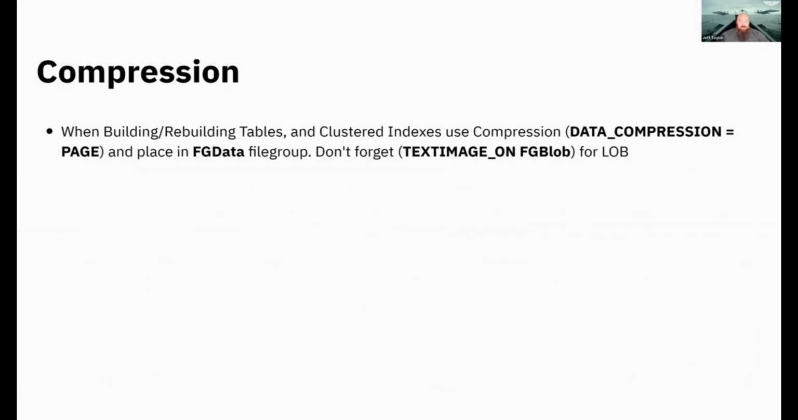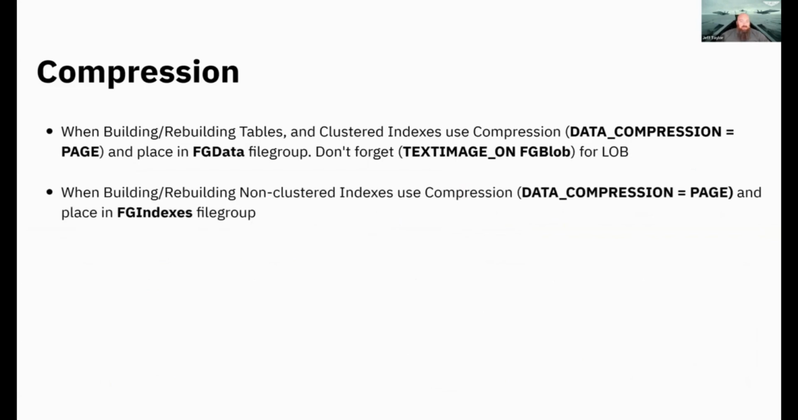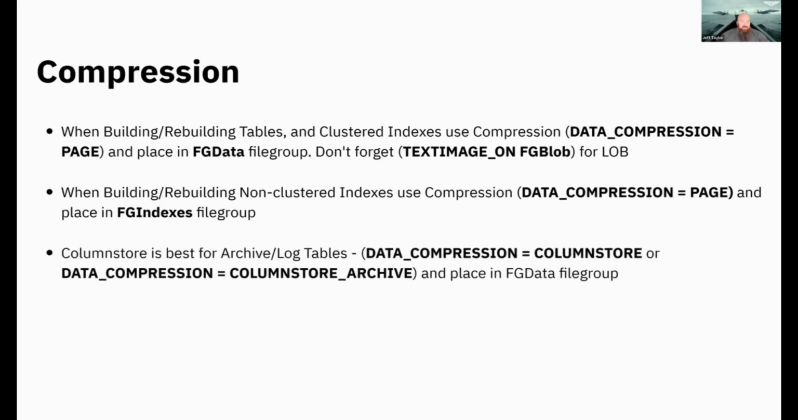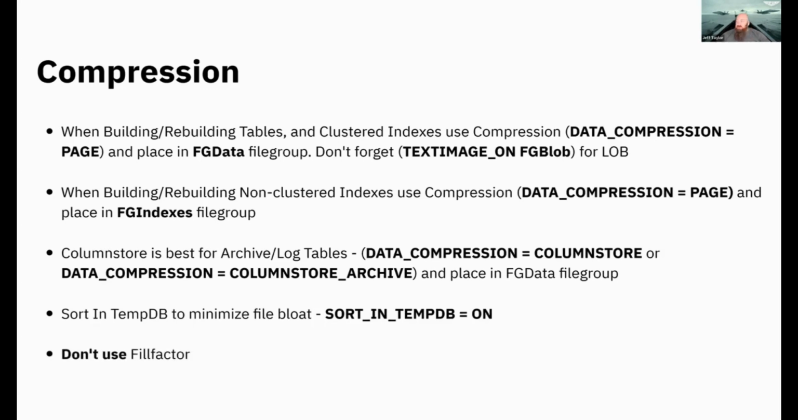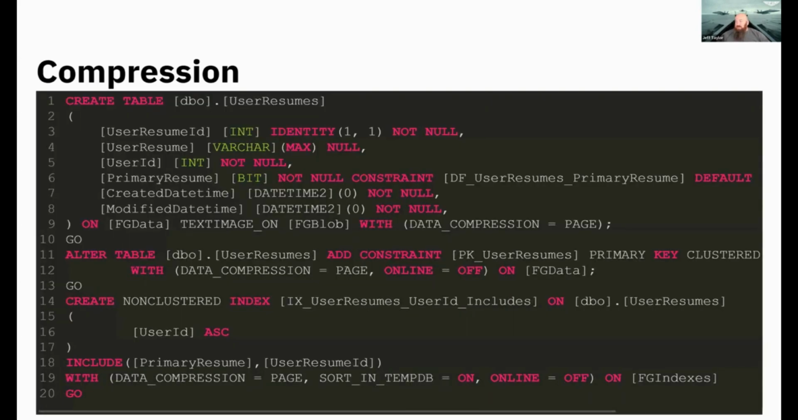So when rebuilding, again, use data compression, FG data. Don't forget to go FG blob. For the indexes, use data compression and FG indexes. And then for archive and log tables and data warehouses, use the data compression column store and place that in the FG file group. Minimize your bloat by doing sort in tempdb. And please don't use fill factor. It will definitely bloat your indexes.